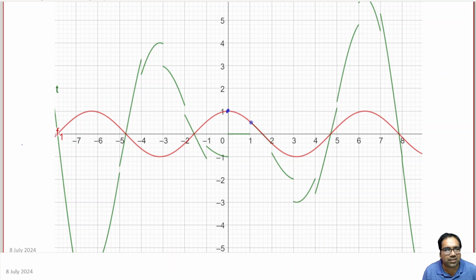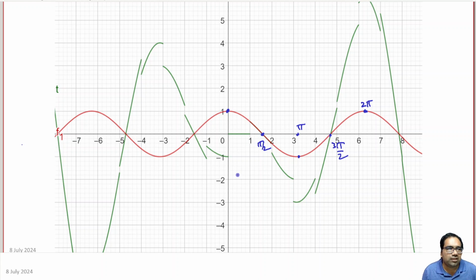At 0, it is 1. And at 2 pi, that is roughly 6.2. This is 2 pi, right? At pi, that is 3.1, it is minus 1. At pi by 2, 1.6, it is 0. At 3 pi by 2 also, it is 0. At 2 pi, it is 1. This is our regular cos graph.